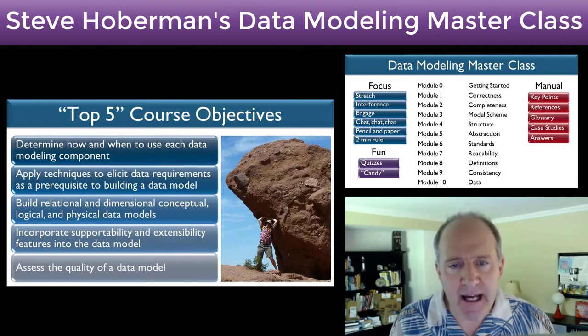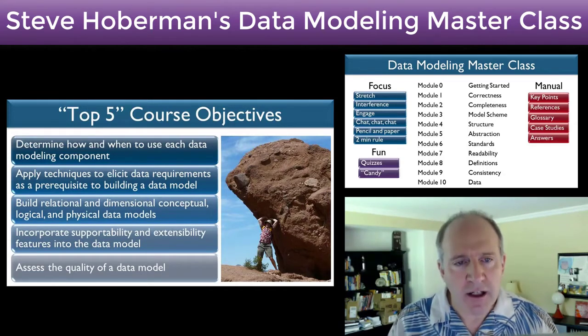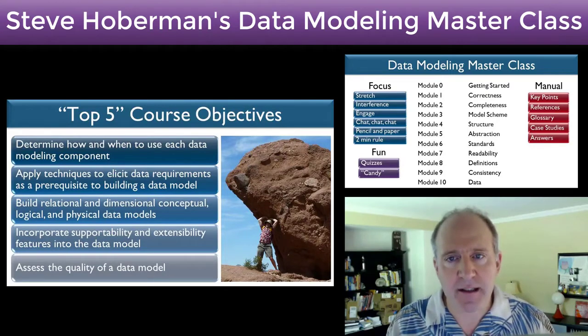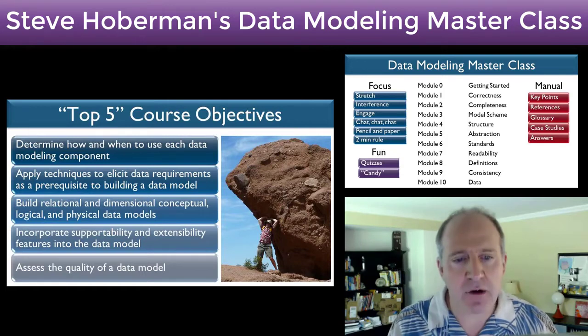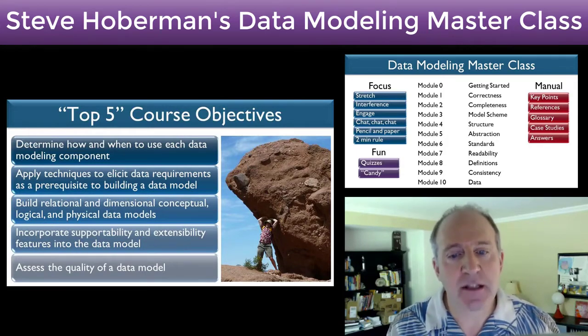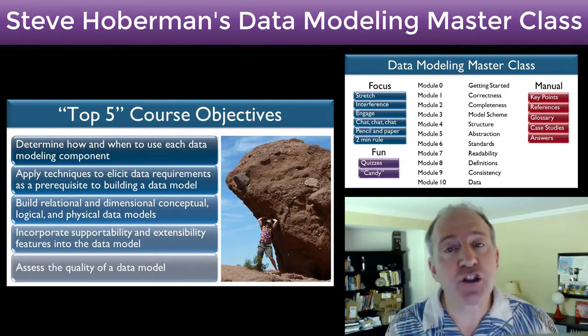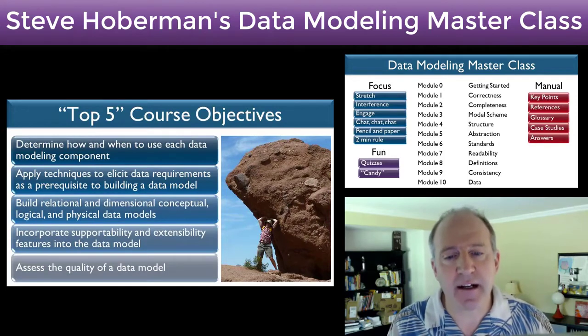And you'll find that the modules we cover during the course are structured very nicely to be aligned with the Data Model Scorecard. We'll cover the 10 categories of the scorecard, which are correctness, completeness, the model scheme category, structure, abstraction, naming standards, readability, definitions, consistency, and data.